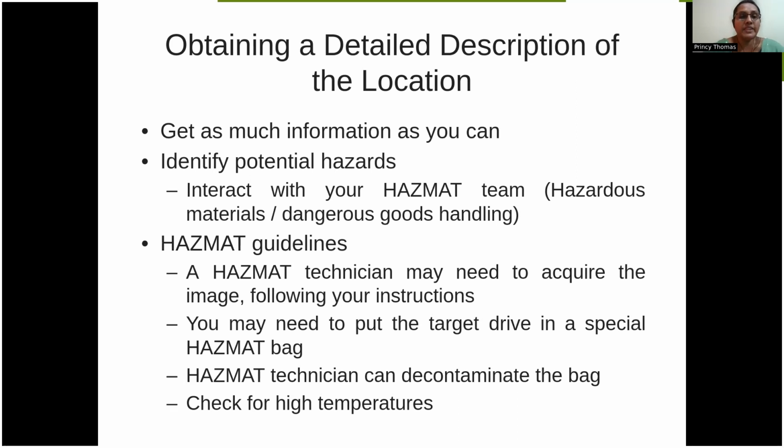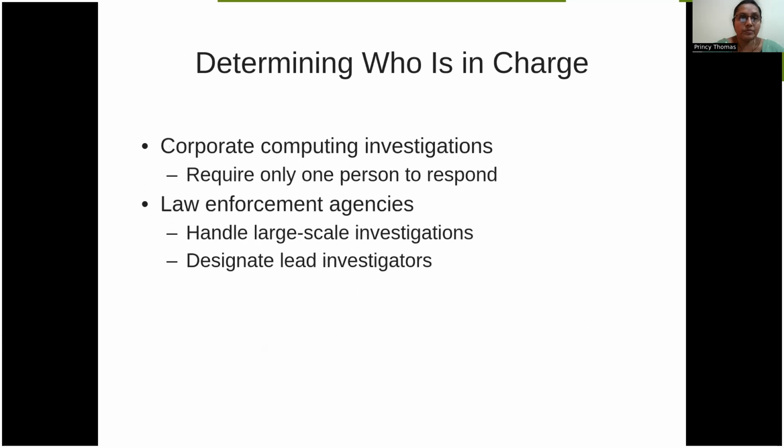Now, what are the hazmat guidelines? A hazmat technician needs to acquire the image following your instructions. So if we cannot enter, the technician needs to follow our instructions and acquire the image. Now, we need to provide them with all the materials, so target drives or special bags, decontamination of the bags. If temperatures are high, checking the temperatures, all these things, they will do.